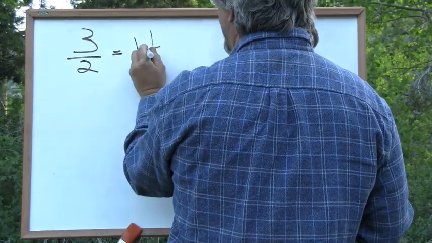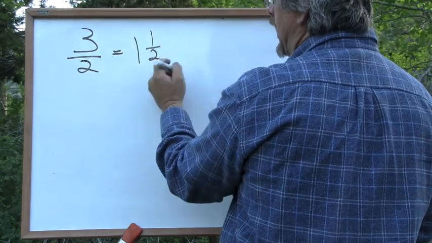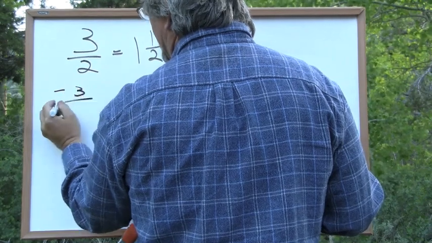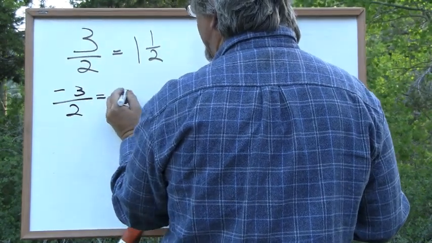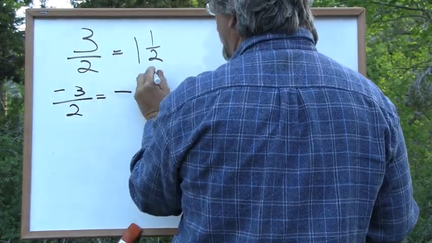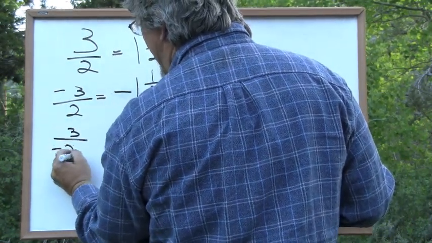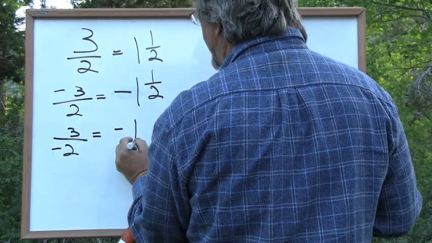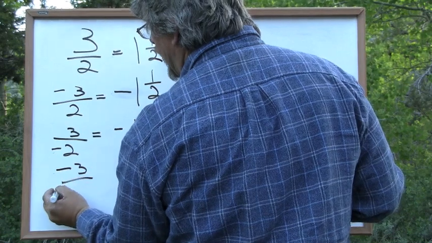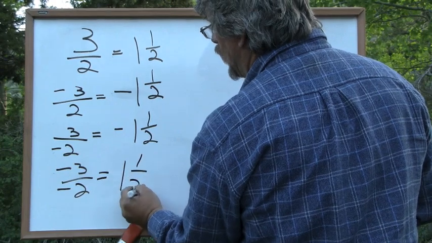This equals 1 and 1/2, right? 2 into 3 goes 1 with a 1 remainder in the numerator, and you bring over your denominator, the 2. If you have a negative 3/2, this equals a negative 1 1/2. If you have 3 over negative 2, this also equals a negative 1 1/2. And if you have a negative 3 over a negative 2, this equals a positive 1 1/2.